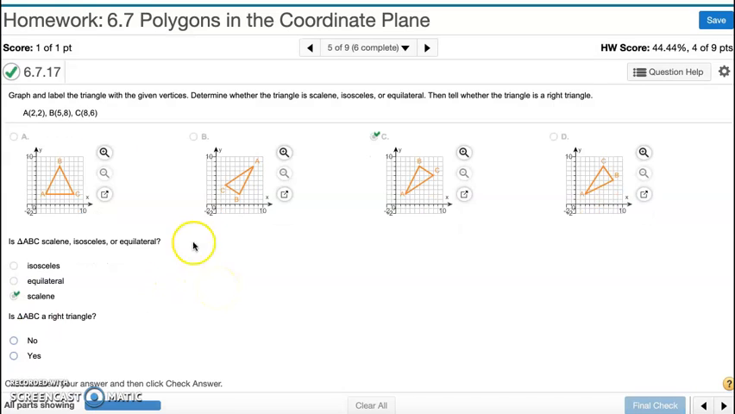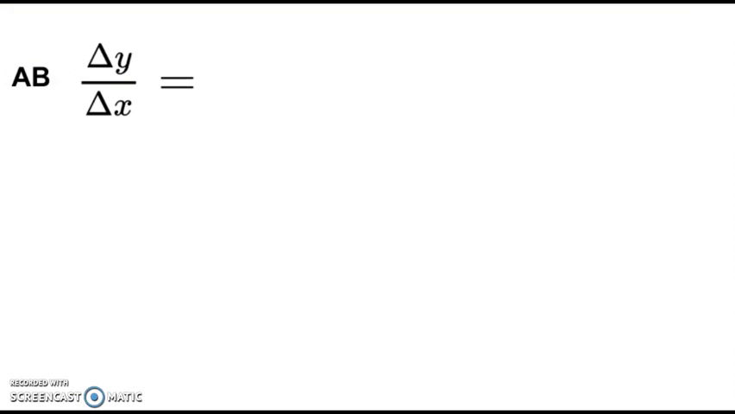Now we've got to determine if it's a right triangle. To do that, we need to find the slopes of each of the sides and see if any pairs of them are opposite reciprocals. If they are, it means that the segments are perpendicular and it would be a right triangle. So let's see. Find the slope of AB. We do change of y over change of x.